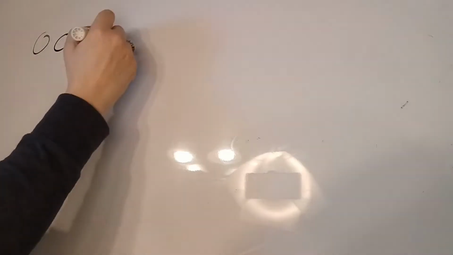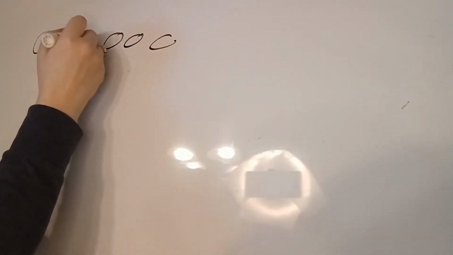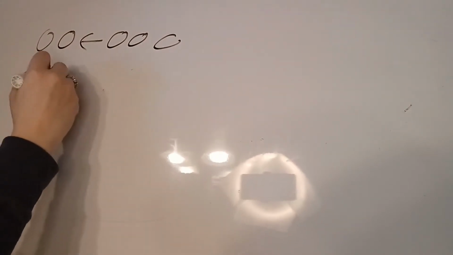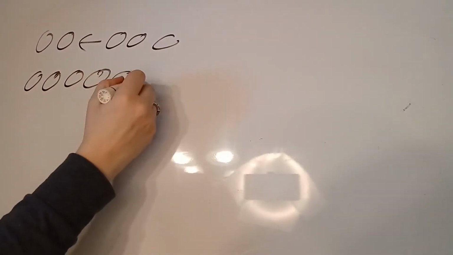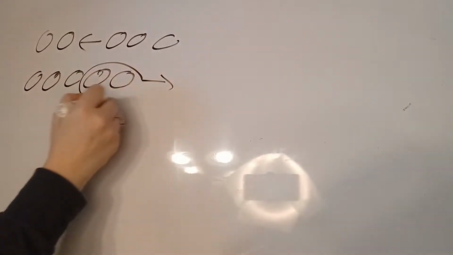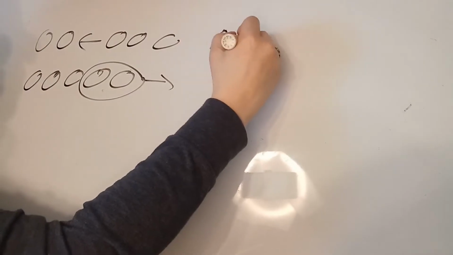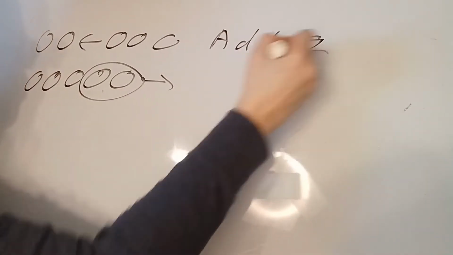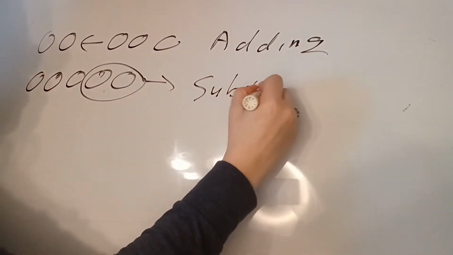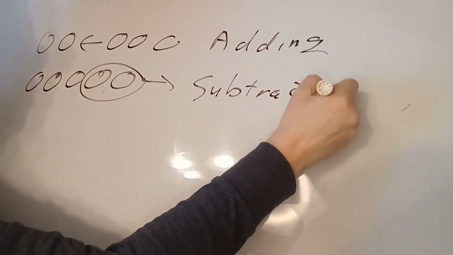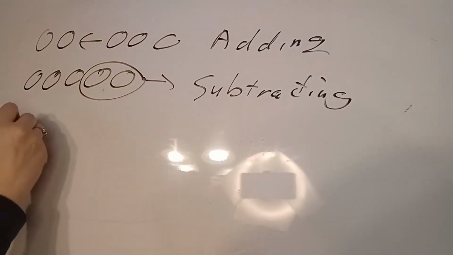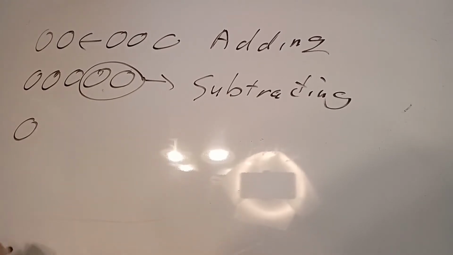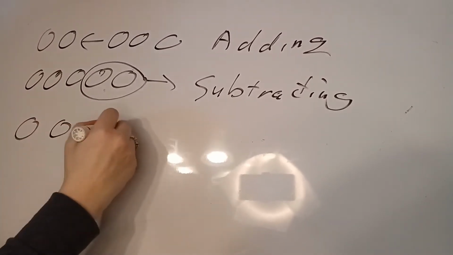Adding is when we have pieces here and we have pieces here and we move them together. Subtracting is when we have a bunch of pieces and we move some of them away. Multiplying is when we start out with something and make lots of copies of it.